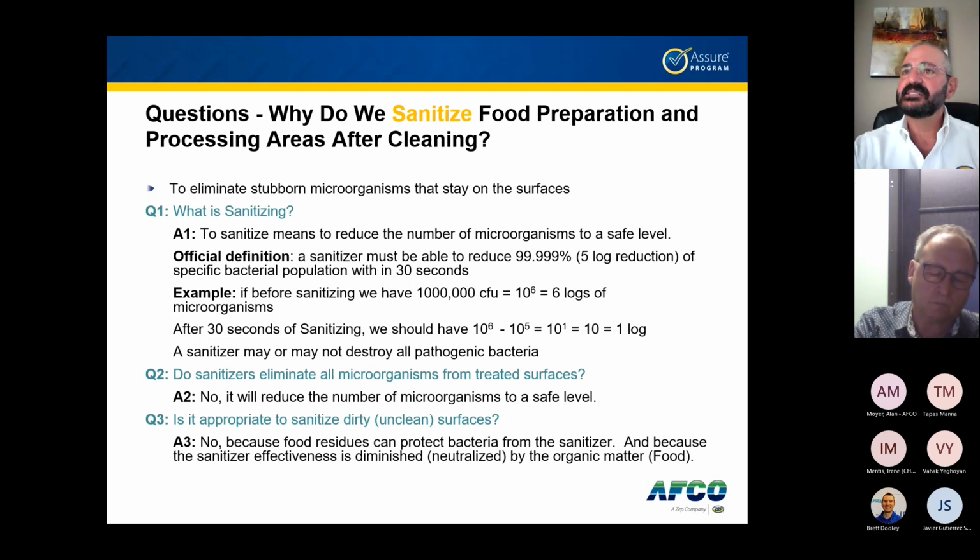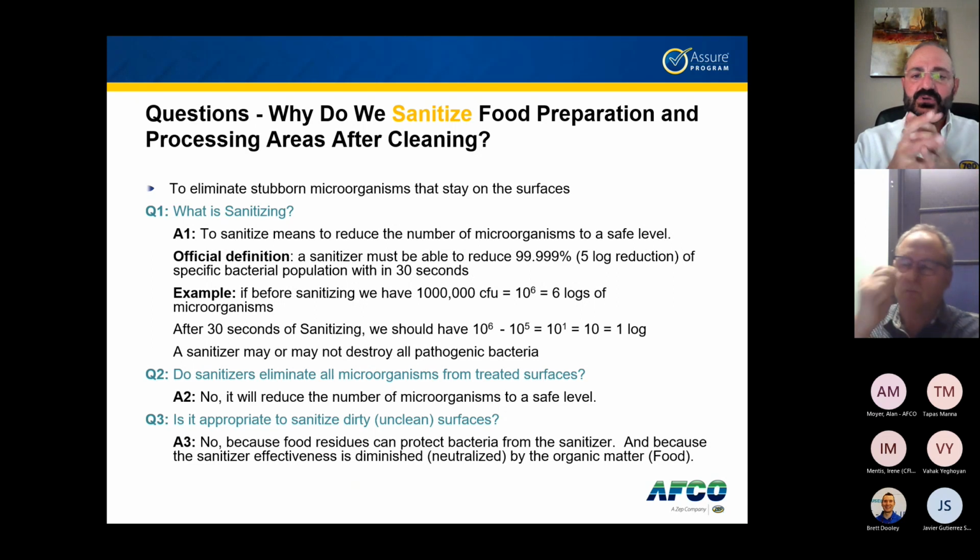This is not sterilization, which means we are not killing with the application of the sanitizer on a surface. We're not killing all microorganisms. We are reducing the numbers to a safe level. Usually, a sanitizer reduces the microbial count on the surfaces by 5 log reduction. And if there is not at least 5 log reduction with the sanitizer, the EPA would not approve it as a sanitizer. What does a log mean?